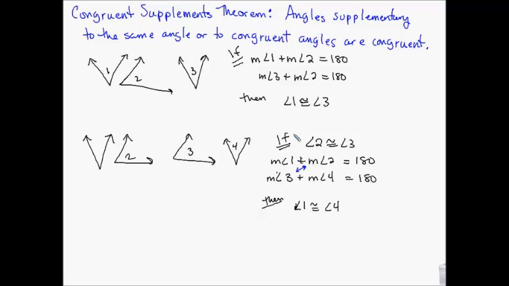Stopped on the congruent supplements theorem, which told us if both 1 and 3 were supplemental to 2, then they're equal. Or if 1 and 2 add up to 180, and 3 and 4 add up to 180, and 2 and 3 are the same, then that means 1 and 4 are the same. Okay.